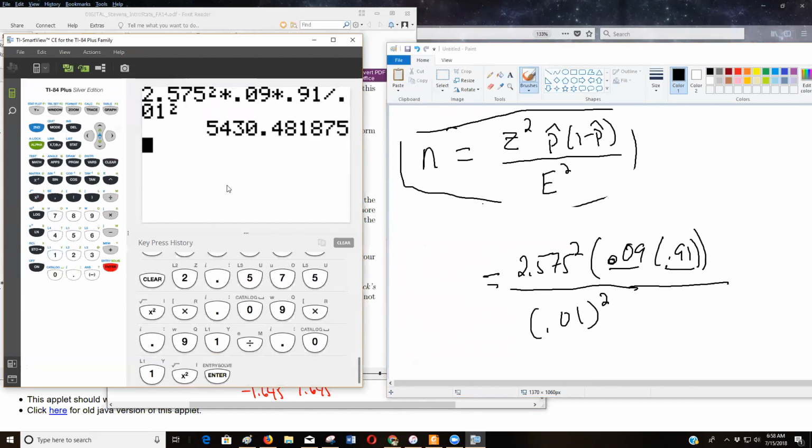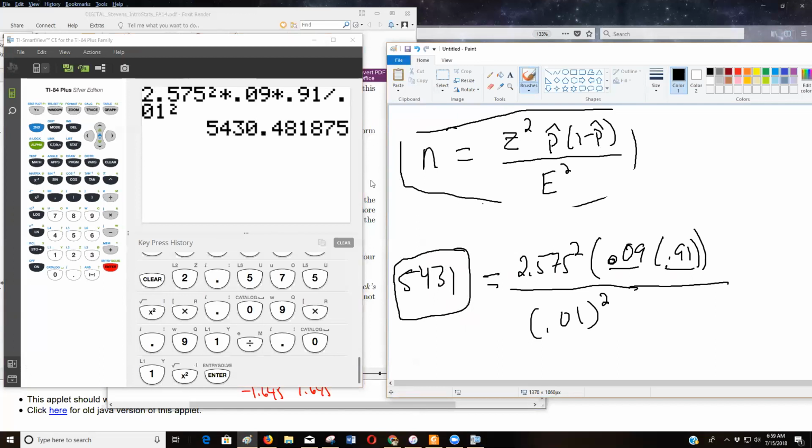Okay, so that's the result, but remember we can't have 0.48 of a person, so we've got to do some rounding. If we round down to 5,430, that's not quite big enough. We always have to round up when we do this. So the sample size that will allow us that small a margin of error of 1% will be 5,431 people. Okay, so that's the sample size calculation.